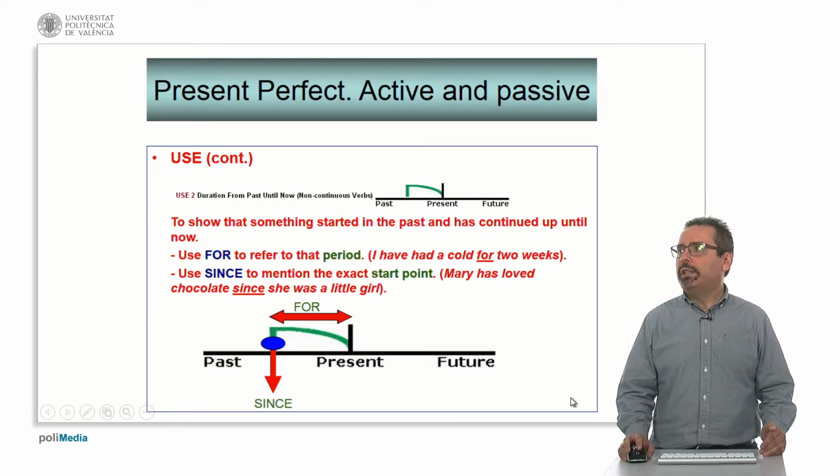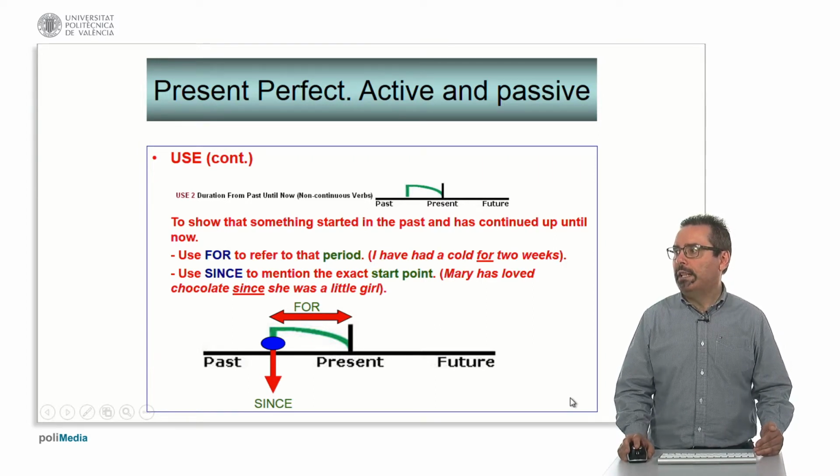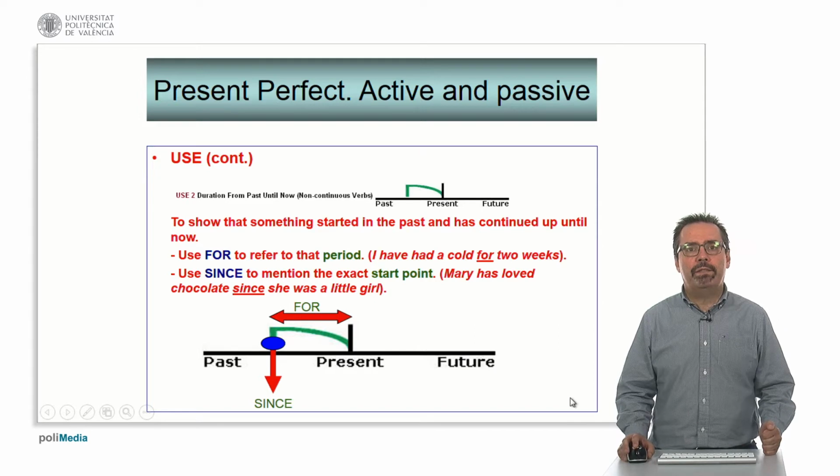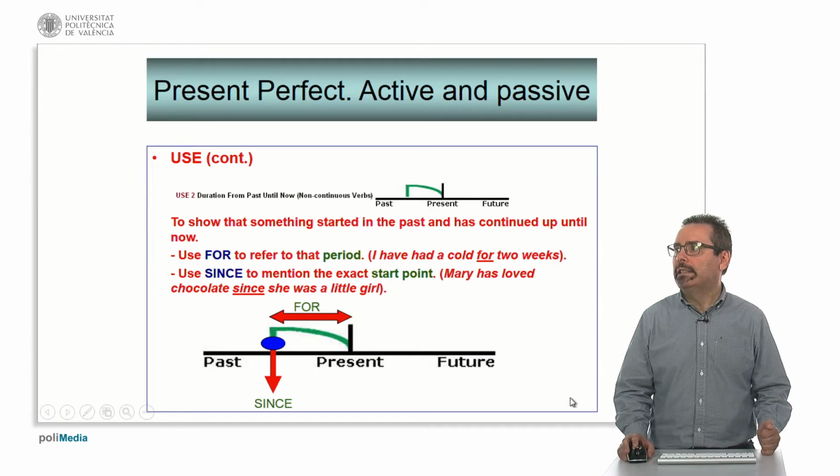Another important use of present perfect is to describe actions that started in the past and continue up in the present. They continue up until now. And here we have to make a differentiation between the use of for and since. We use for to refer to the period of time. For example, I have had a cold for 2 weeks, the period. And we use since to mention the exact time when this action started. Mary has loved chocolate since she was a little girl.